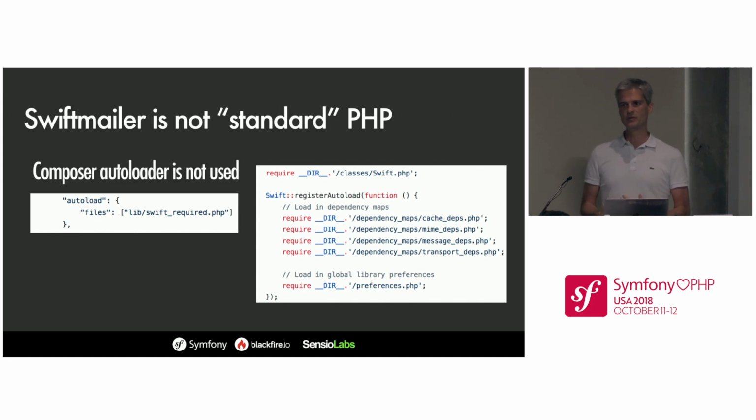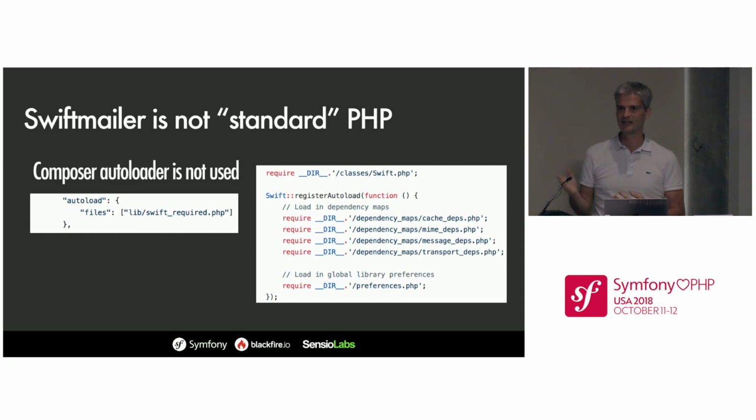It's quite heavy, which means that we don't want to bootstrap SwiftMailer if you are not sending emails, right? So we don't want to bootstrap SwiftMailer on every single request. The way we are doing that is that we are registering our own autoloader, with an anonymous function doing the work. The very first time you are using a Swift class, we run this anonymous function to bootstrap the library.